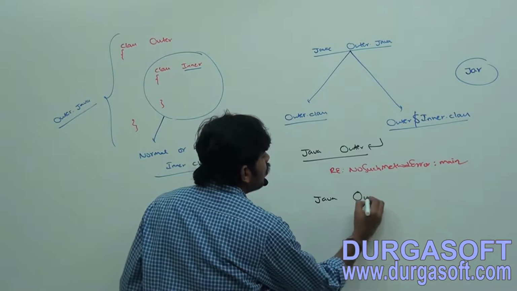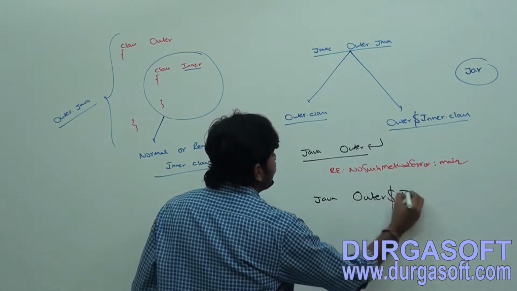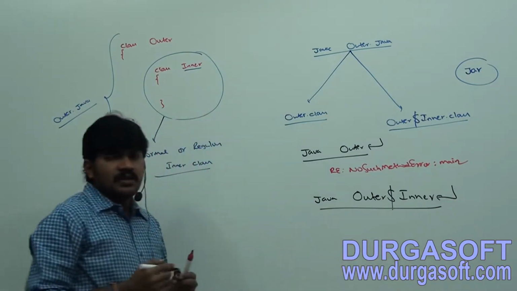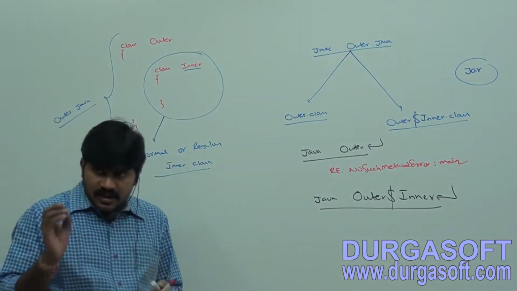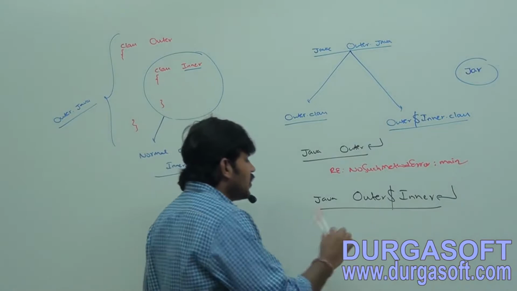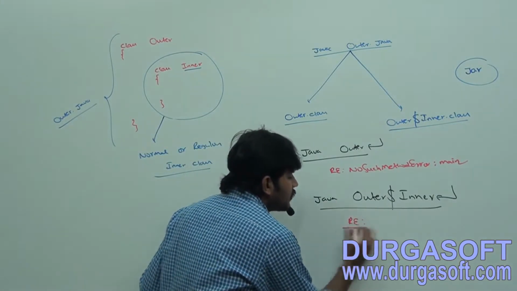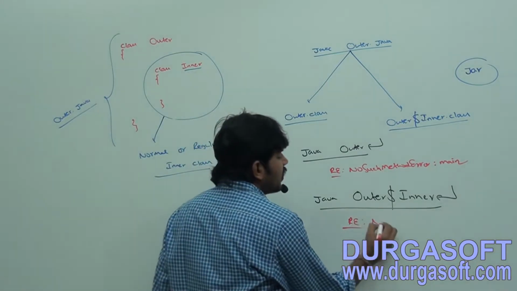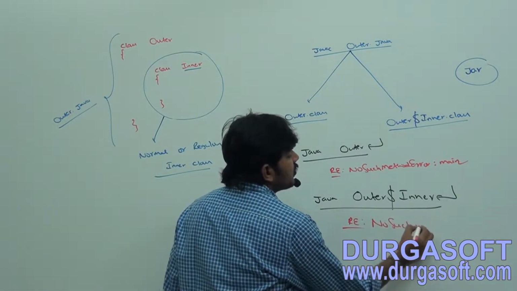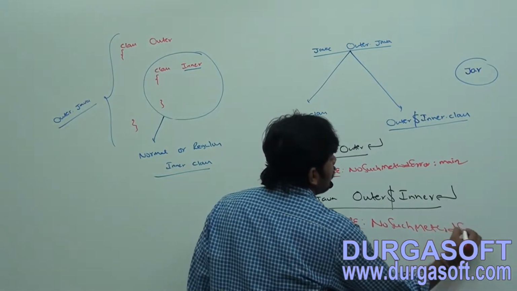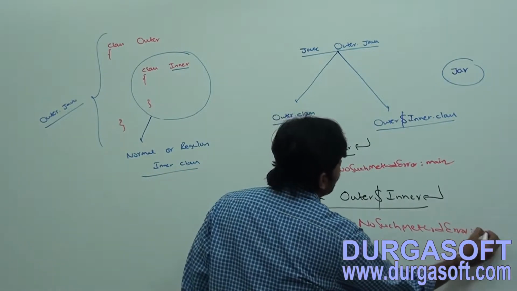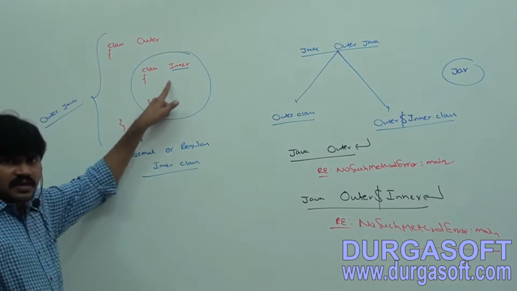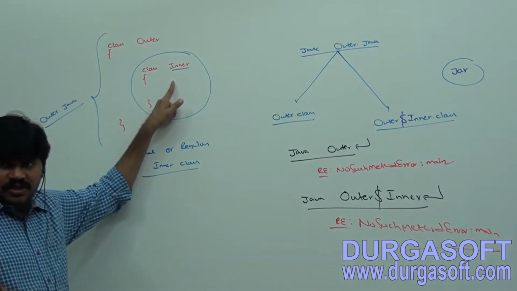Now I am taking java Outer$Inner. Boss, can you please run the inner class? What is the output by default we are going to get? We are getting a runtime exception. Can I spell out what is that exception? NoSuchMethodError: main. Because the inner class also doesn't contain a main method, right? Are you able to understand?